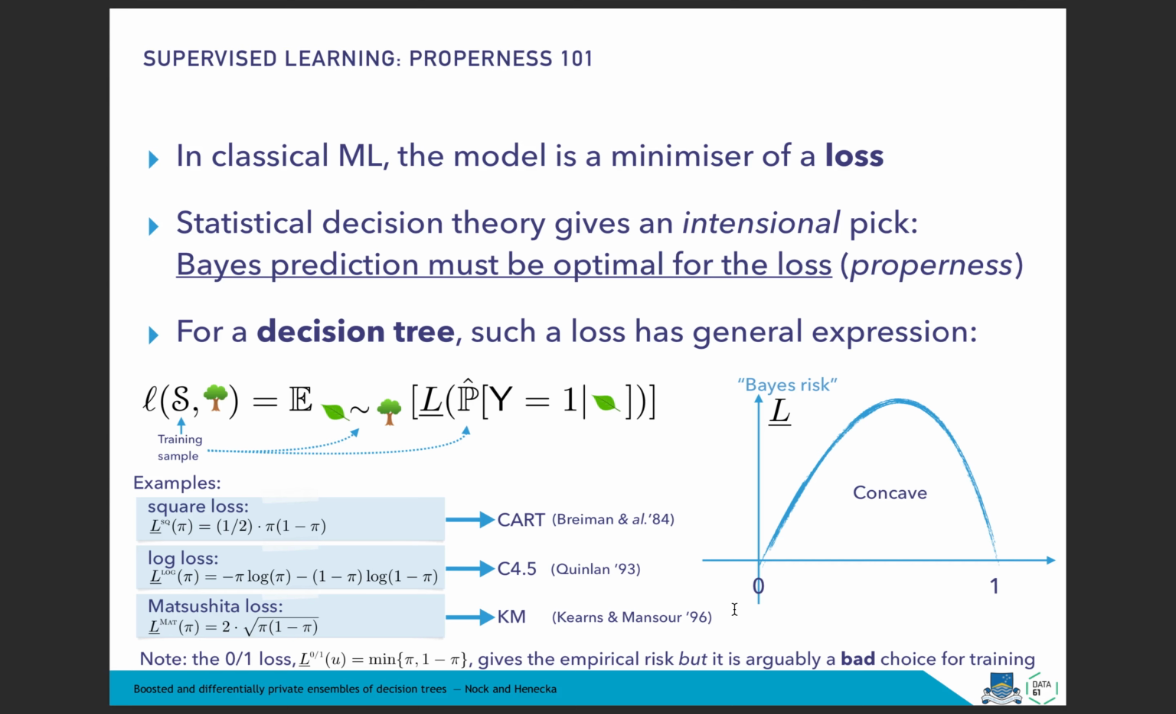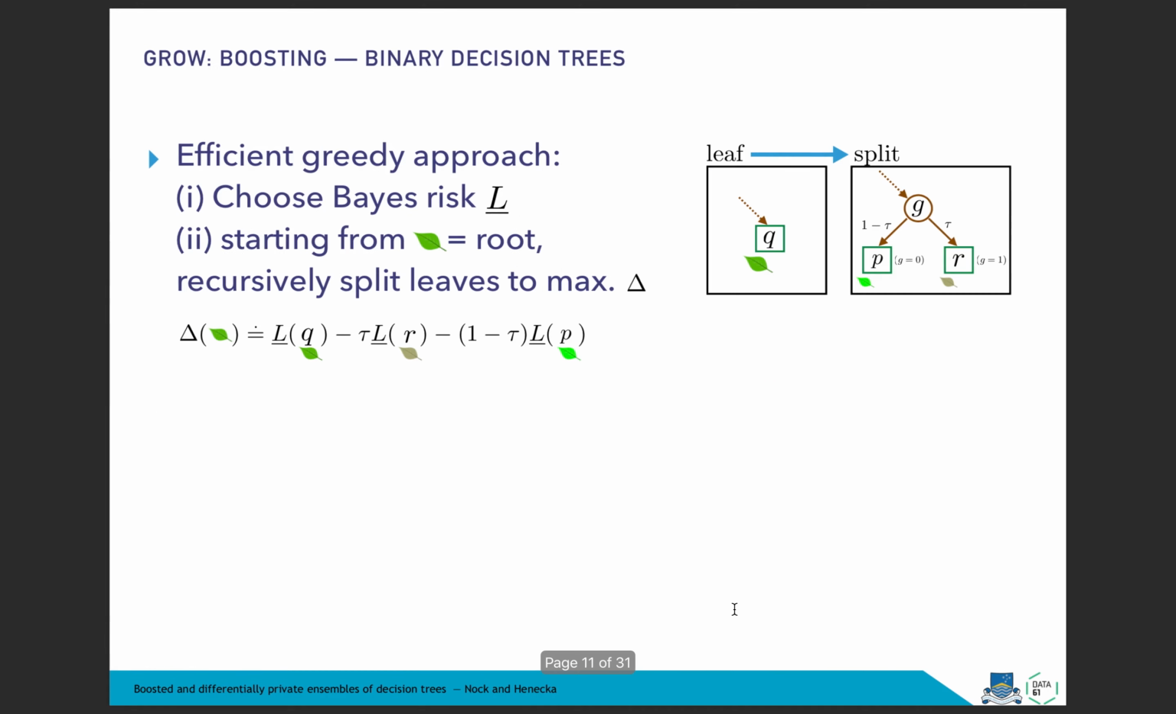For example, if we pick the square loss, we end up with the Gini criterion used in CART. If we pick the log loss, we end up with the binary entropy used in the information gain of C4.5. And if we pick Matusita's loss, we end up with the splitting criterion of Kearns and Mansour. We could as well pick the 0-1 loss, which has, by the way, a very simple expression. It would give the empirical risk, but this would arguably be a very bad choice for training.